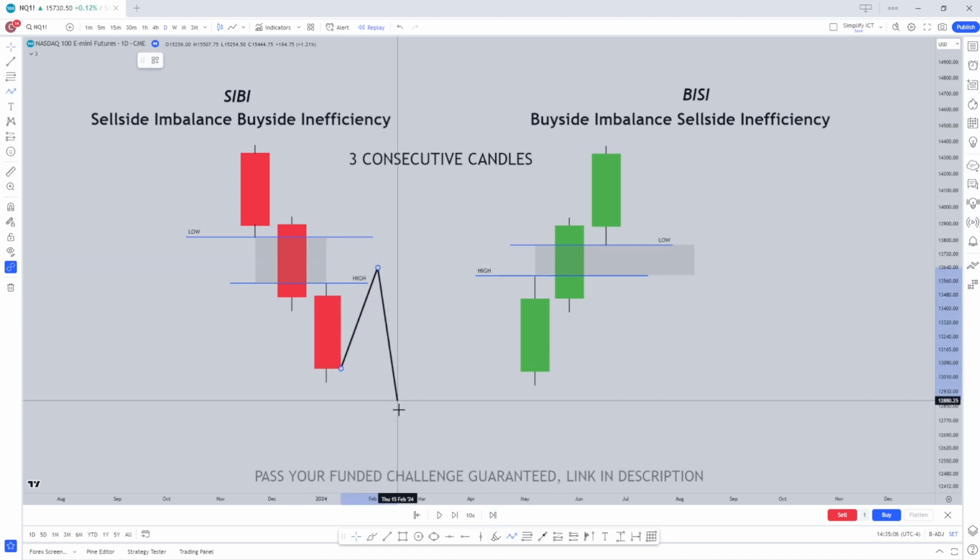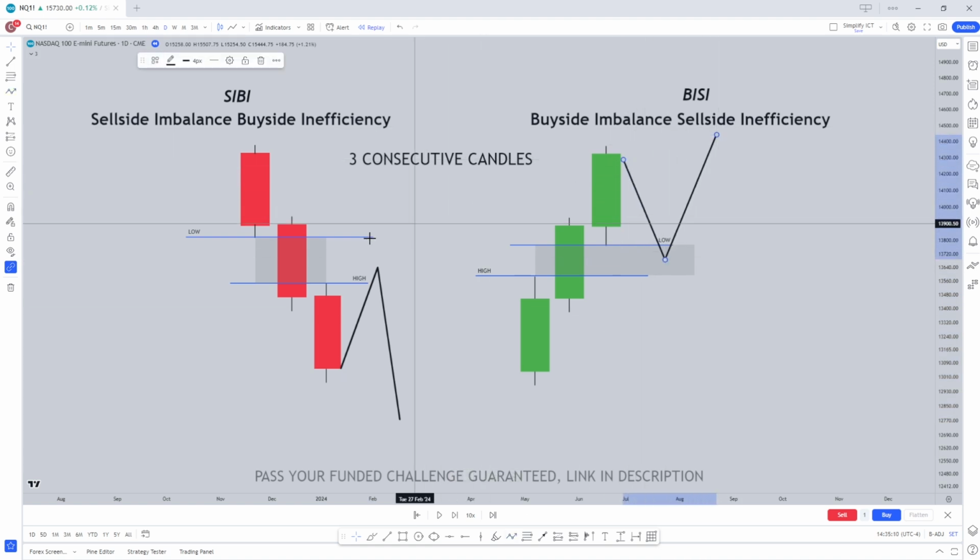We expect a retrace for it to go down, and then a retrace into this area for it to go up again, right? So same thing, bearish FVG, bullish FVG, same setup, 3 consecutive candles. Let's get into some live market examples.